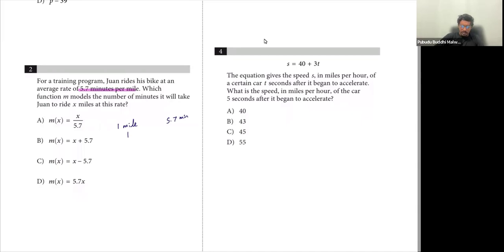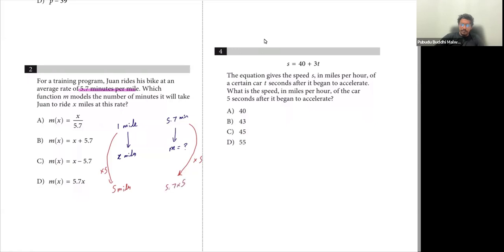So as you increase this, or decrease, doesn't really matter, x miles, what will happen to the number of minutes? That's what they're asking. So this is m. We need m. So for example, if we discuss 5 miles, what's the m value? Number of minutes. You multiply this by 5, because here you have to multiply 1 by 5.